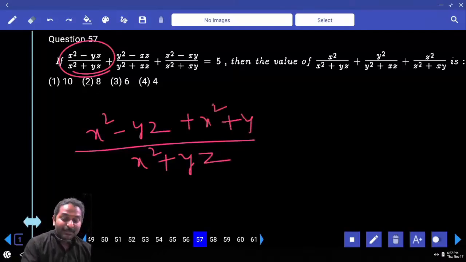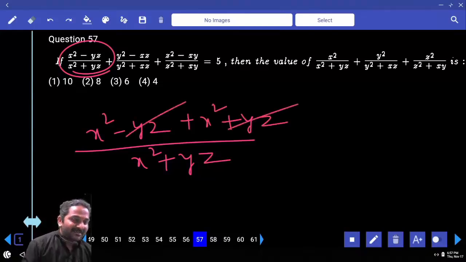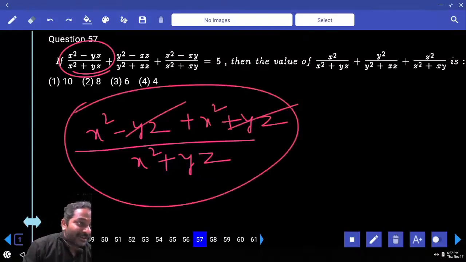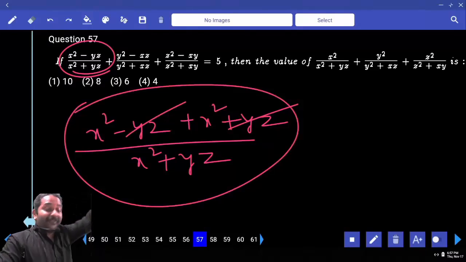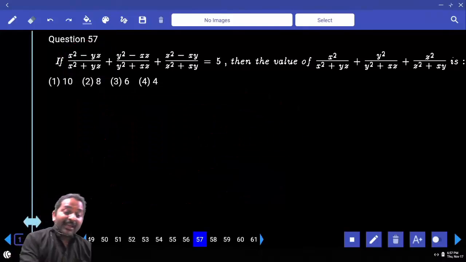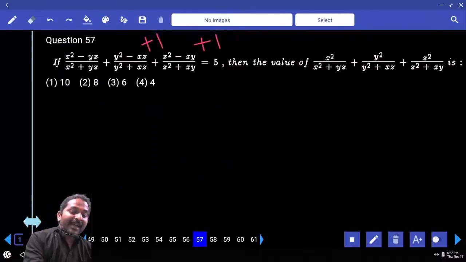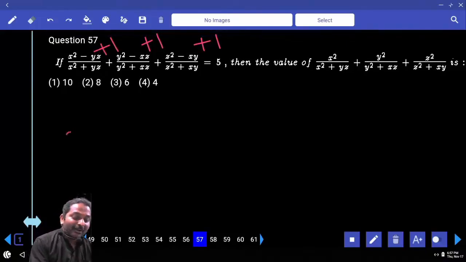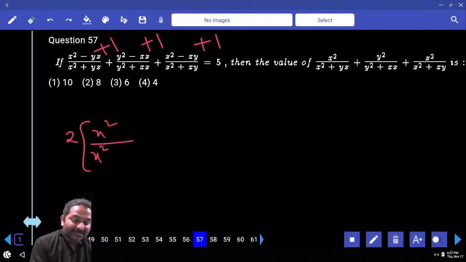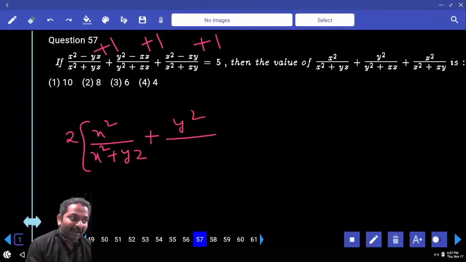x square plus yz gets cancelled, right? Yes, so how much do you have left with now? 2 times of x square by x square plus yz. Yes, like that, to this fellow also if I add 1 and to the third term also if I add 1, you will get 2 times of x square by x square plus yz plus y square. I am taking 2 common.